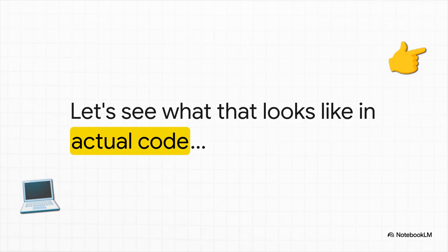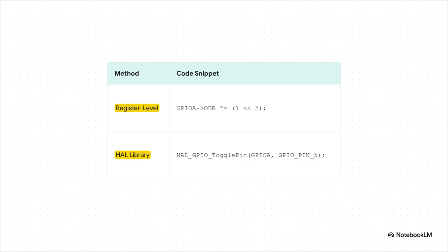That car analogy is great and all, but the difference becomes so much clearer when you see it in the code itself. So let's look at how you do the exact same simple task, just toggling an LED, using both of these methods. Check this out. Up top, you see the register-level way. We are directly accessing the output data register, or ODR, for GPIO port A, and then we're using some bitwise magic to flip the fifth bit. It's super fast, super direct, but maybe not super readable if you're new to it.